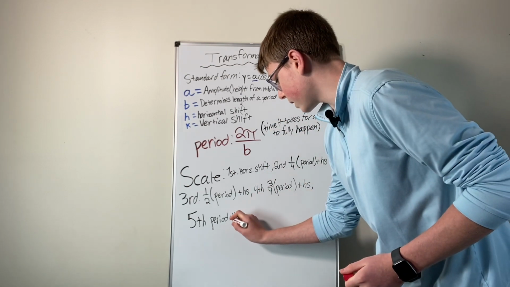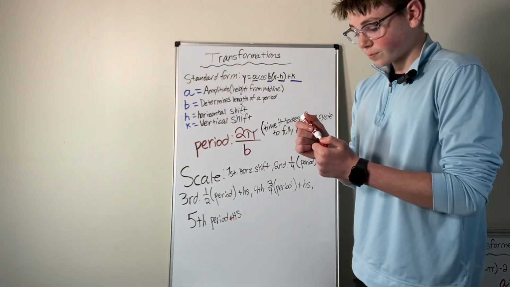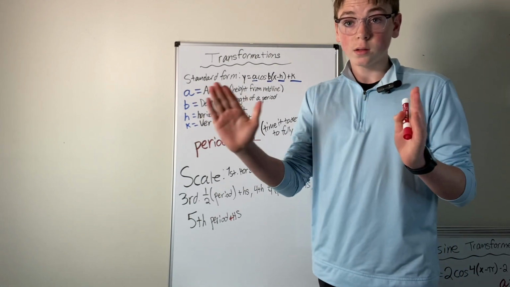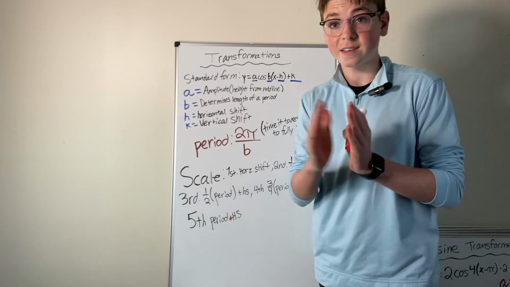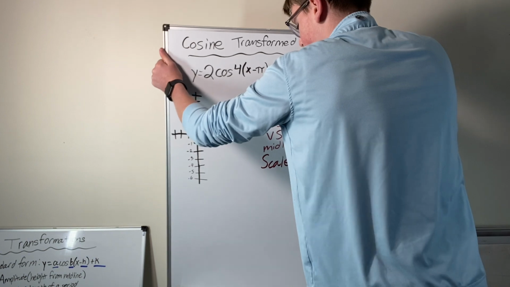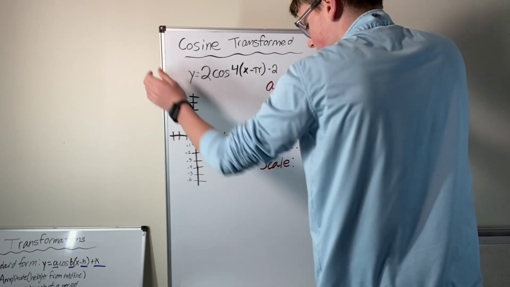Don't know why that's a times, that's a plus. So you're at the horizontal shift, and then the period is how long the graph has to be before you'll be back at that same point somewhere else. The scale is a little complicated, but all you need to know is that you start at your horizontal shift, then you do 1/4 times your period plus horizontal shift.